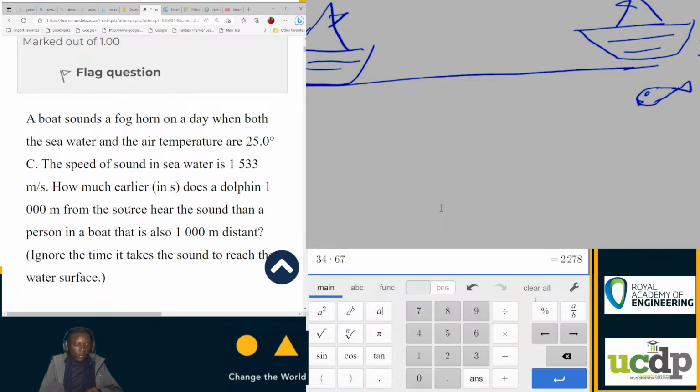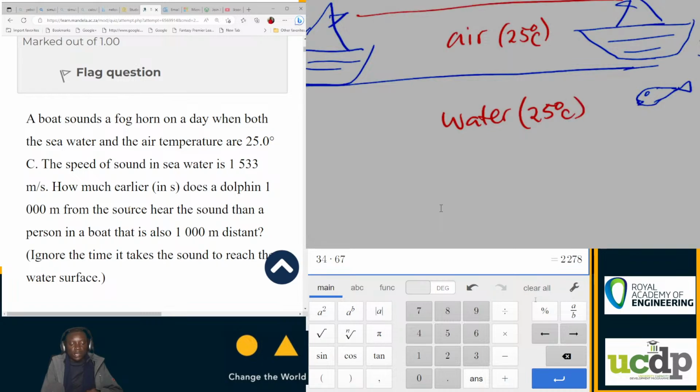So from boat A, the sound would propagate through air at 25 degrees, and we also have water at 25 degrees Celsius. The sound goes directly through air, and the sound would also go into the water and propagate through water to the dolphin. So we would neglect the time it takes for the sound from this horn to get to the surface of the water, such that the distance between the two is 1,000 meters.